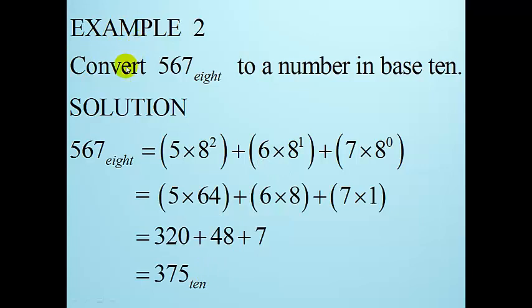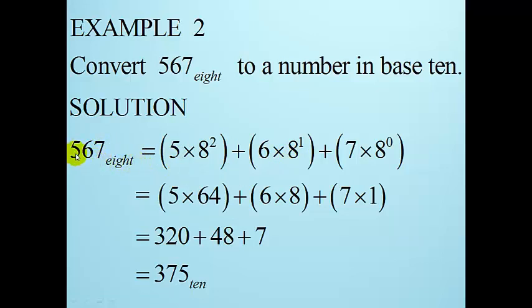Example 2. Convert 567 base 8 to a number in base 10. Now let's look at the solution. Given 567 base 8 to convert to a number in base 10. Here we are going to multiply the digit by the base one after the other, as we did in example 1. So 5 times 8 in bracket, plus 6 times 8 also in bracket, plus 7 times 8.